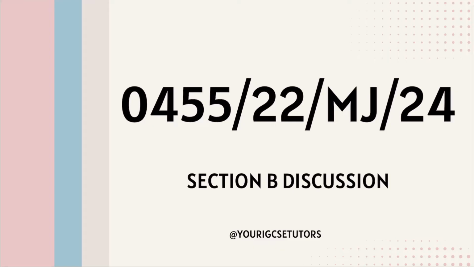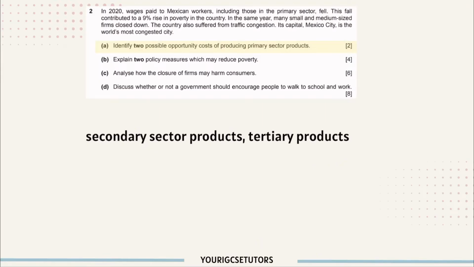Today I will be discussing this Cambridge IGCSE Economics Paper 2 Section B. A. Identify two possible opportunity costs of producing primary sector products. So in total there are three sectors. First one is primary, second one is secondary, and the third one is tertiary. So you can write, as primary sector is already stated, you can write secondary sector and tertiary sector products.